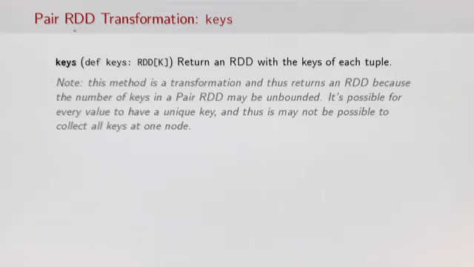In this case, keys is a transformation because the number of keys in a pair RDD could be huge. So if we tried to return all of the keys to the master node like we do for collect, we could find ourselves in a situation where we overwhelm the master node and run out of memory because we simply weren't aware that there were so many keys. This is why it's a transformation. We don't want to accidentally return an entire RDD to our master node where it doesn't fit into memory.